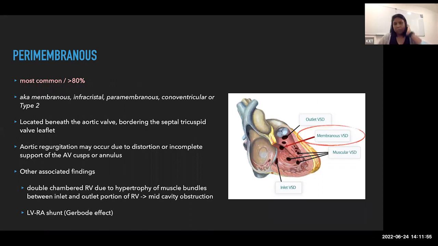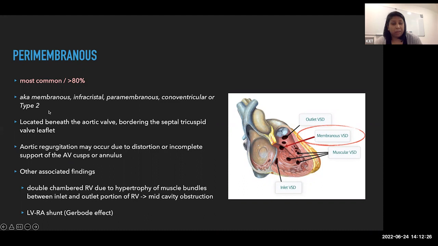So perimembranous is the first one I'll talk about, because everything else sort of follows a nice order. The names themselves, like I said, are in my head a little bit out of order, but perimembranous is the most common kind of VSD. It makes up about 80% of all VSDs that patients usually present with, and these ones are more likely to close spontaneously over time.